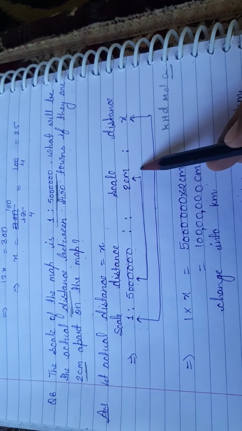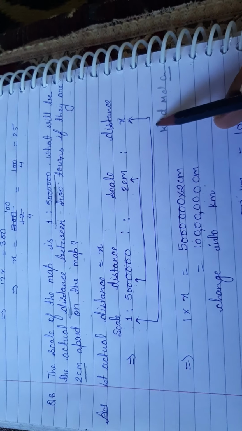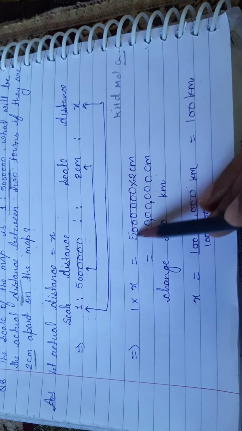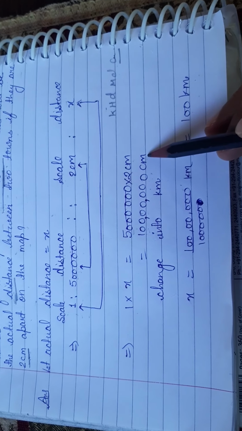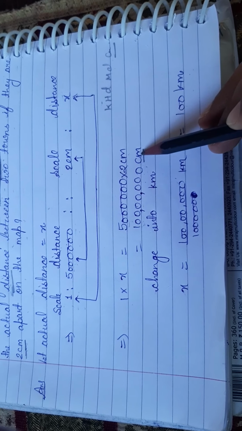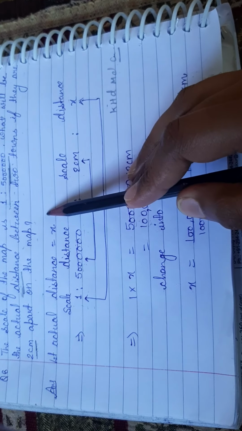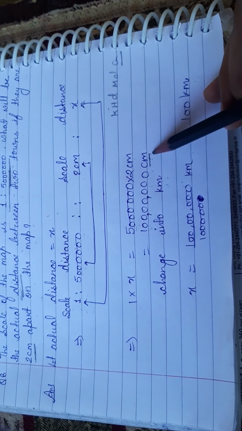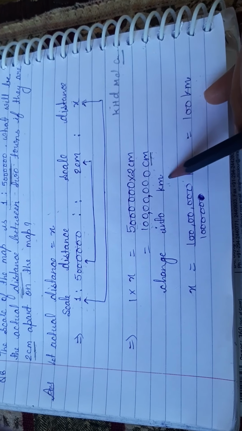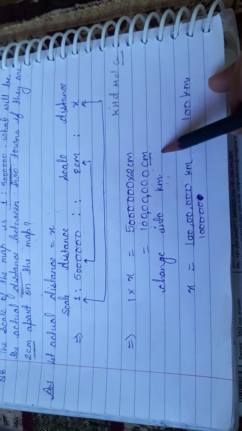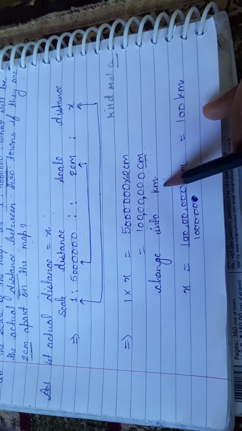After that, using product of extremes and product of means, you will get 1 into x, you multiply, and then you will get this digit. This is your 1 crore centimeter. Now this centimeter you have to change into kilometer. In the question it is not given that you have to change into kilometer, but we change it for our convenience. That's why we are changing into kilometer. It is easier to read and easier to write.